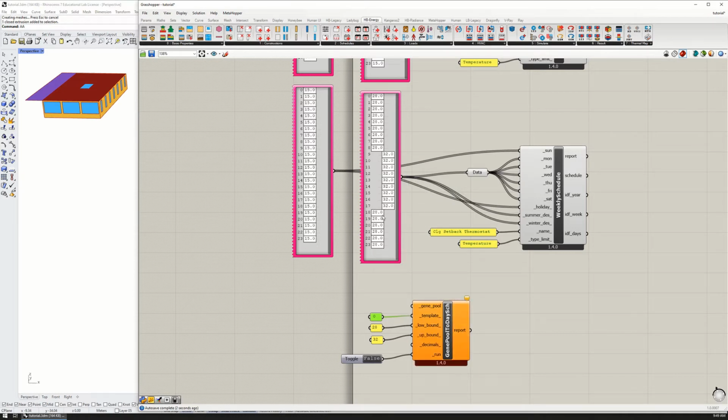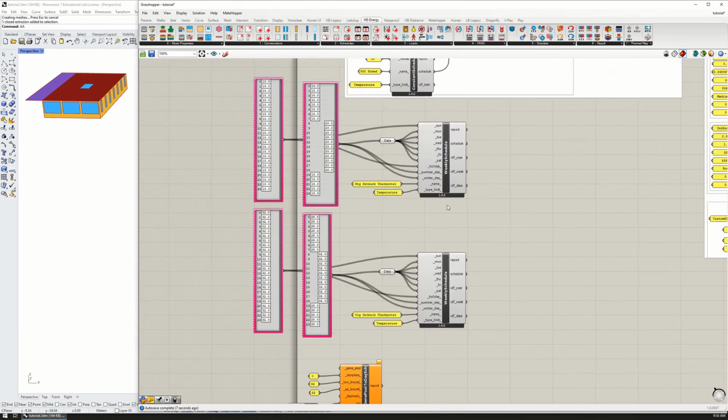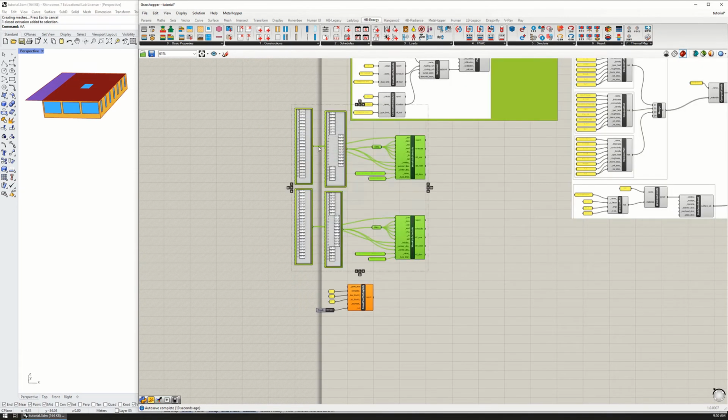increase times when people are going to be there late or early. And then for the setback thermostat, when no one is there, I'm going to increase it always to 32, like that. And now I can disconnect the gene pool, just let it float here, and I should have my two schedules. So I'm going to take these.